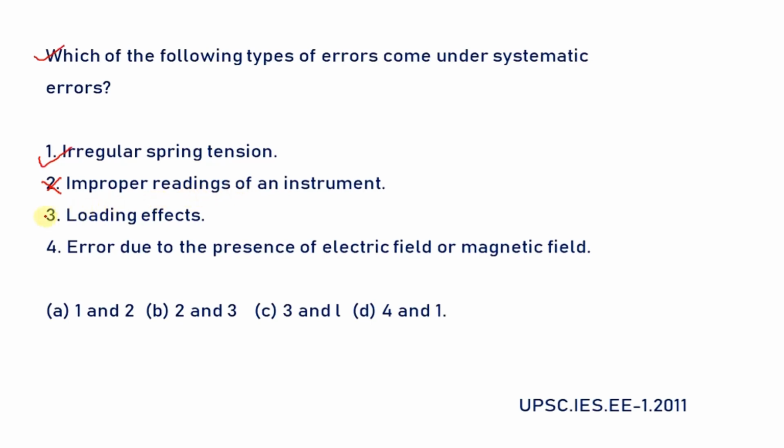Now third is the loading effect. This is also a systematic error. Now come to the fourth option, error due to presence of electric field and magnetic field. So this is actually not a systematic error. This is called the random error because we don't know how these things will affect the measurement of the system. So this is not a systematic error, this is a random error. So the option will be this one, C. This is also asked in IES 2011.